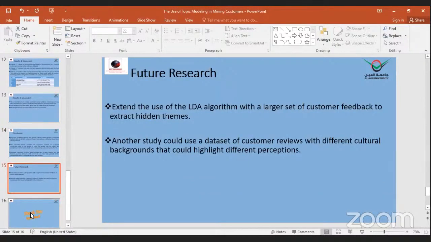Further research: maybe we can extend the use of the LDA algorithm with a larger data set of customer feedback to extract hidden themes. Also, we can use the LDA method with a data set of customer reviews from different cultural backgrounds, which might highlight different perceptions.